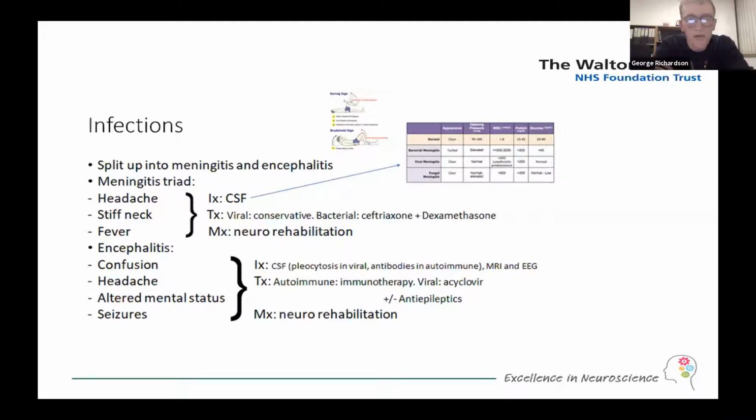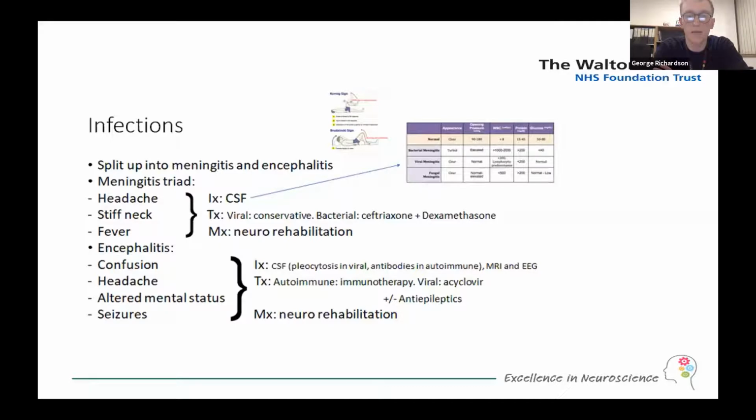The treatment for encephalitis, if it's autoimmune, you would do some immunotherapy. If it's viral, you can do acyclovir, and that's typically for HSV. So herpes simplex encephalitis is quite a common cause, and that can be with or without antiepileptics. I think there's quite a lot of research going on into that at the moment, whether that should be given.